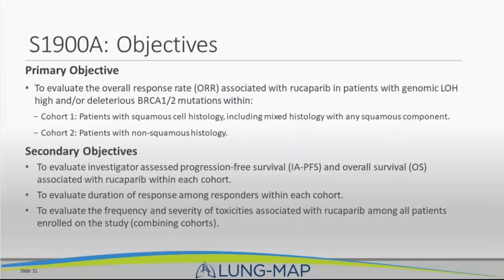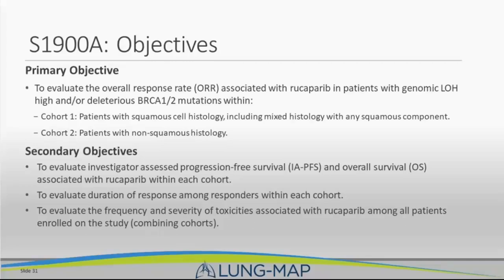So rucaparib is a potent small molecule inhibitor of poly-ADP ribose polymerase. It plays an important role in repairing DNA damage and maintaining genomic stability. The FDA recently approved rucaparib as maintenance treatment for ovarian and primary peritoneal cancer following response to platinum-based chemotherapy. There's a Foundation-focused complementary diagnostic test for BRCA mutations and LOH that's been approved for those tumor types.